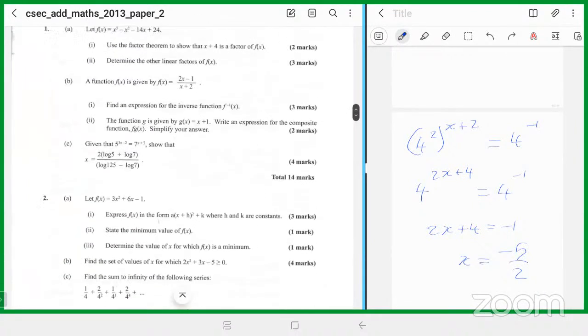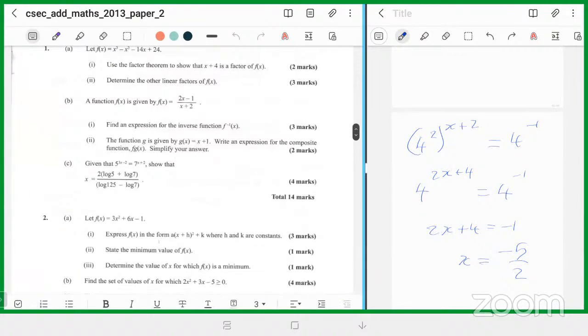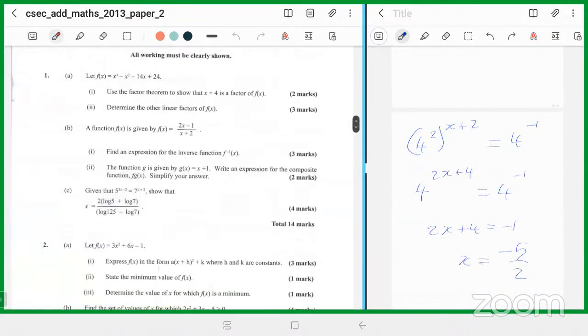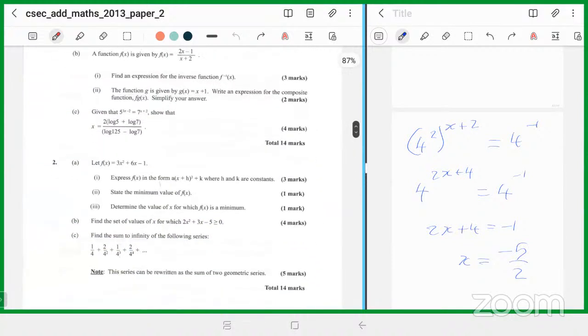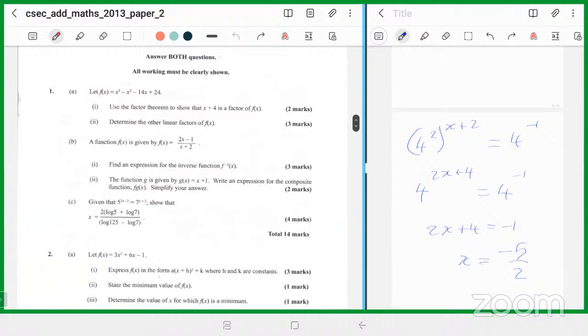Right. The next one right here. That's a logs question right there. I think that's the extent of it. Yep. That's that. All right, let's go.